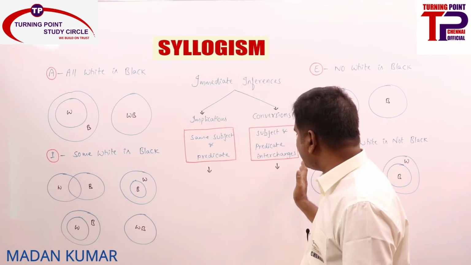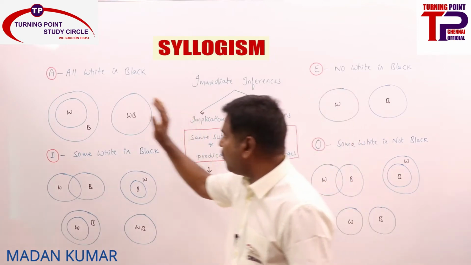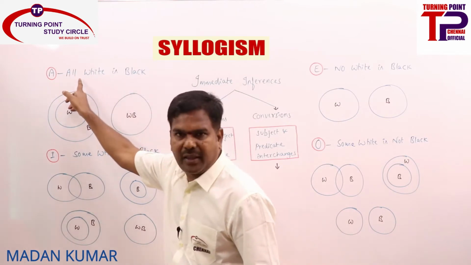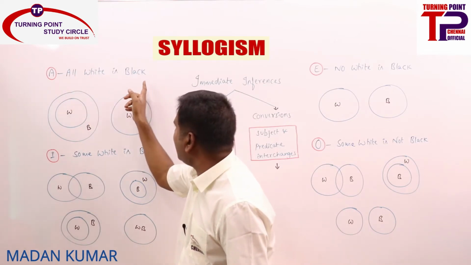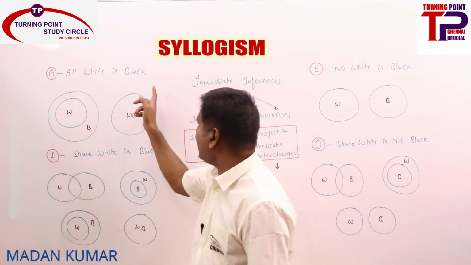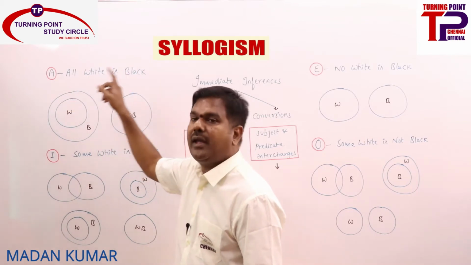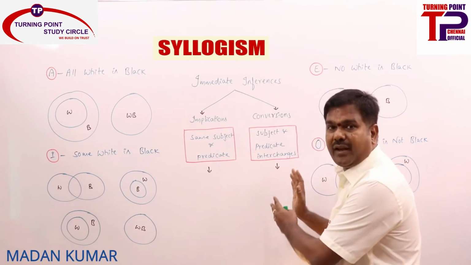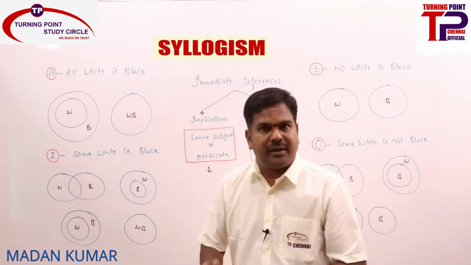So in conversion, subject and predicate interchange, right? What we are going to check is, when all white is black is there, can we tell all black is white is true? Can we tell some black is white is true? Can we tell some black is not white is true? Can we tell no black is white is true? That is what conversions are, where subject and predicate will be interchanged.